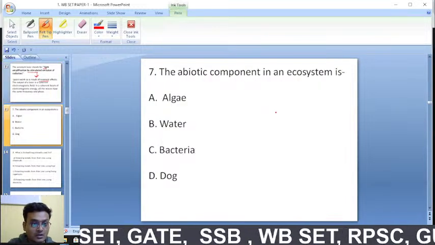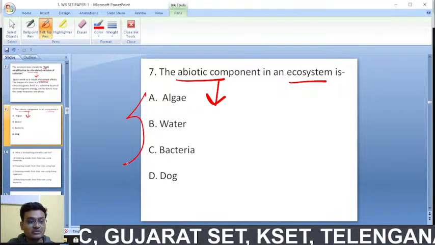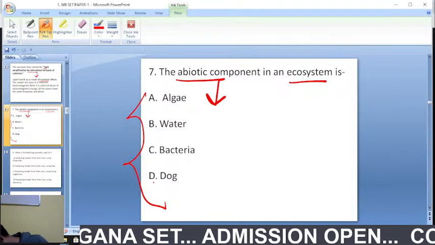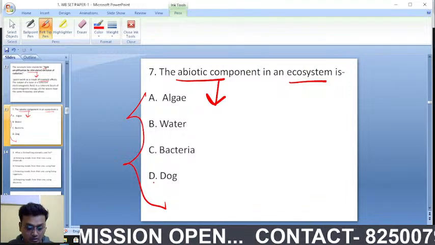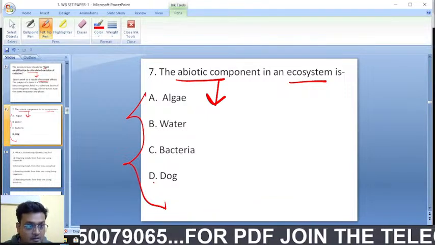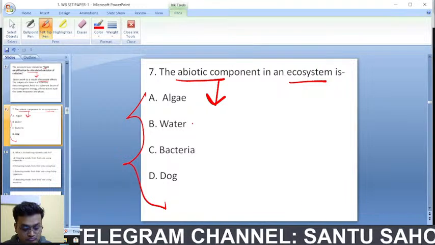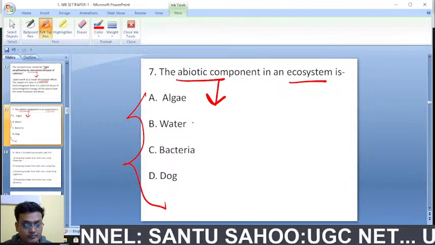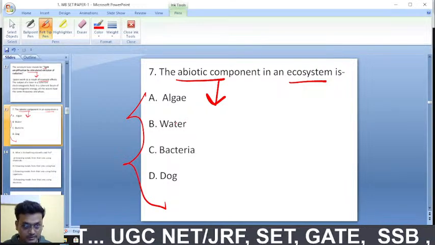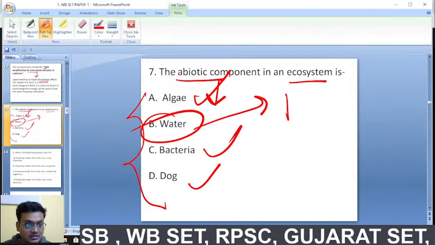Okay, the abiotic component. We have biotic and abiotic components in the ecosystem. Which one is an example of an abiotic component? Living and non-living organisms. Algae is biotic, bacteria, dog, these are all biotic. How is bacteria abiotic? It's B. Algae, bacteria, dog are all biotic, whereas water is abiotic.